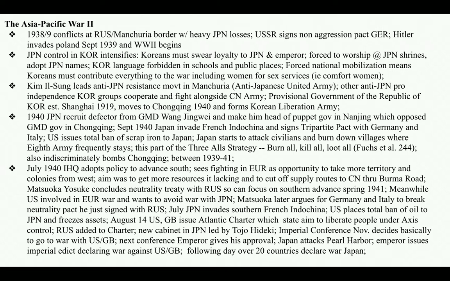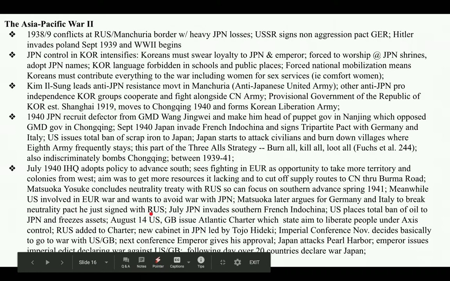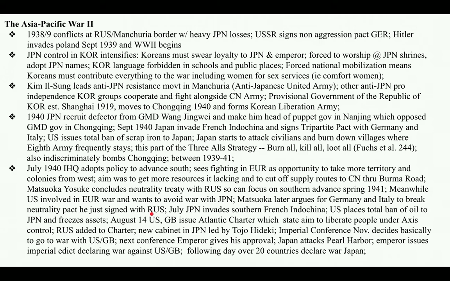Matsuoka Yosuke concluded a neutrality treaty with Russia so he could focus on the southern advance in the spring of 1941. Meanwhile, the U.S. was involved in the European war and wanted to avoid war with Japan. But Matsuoka later argued for Germany and Italy to break the neutrality pact that he had just signed with Russia. So, again, this is just a strategic thing, and never had any real intent here of forming an actual peaceful solution with Russia. In July, Japan invaded southern French Indochina.